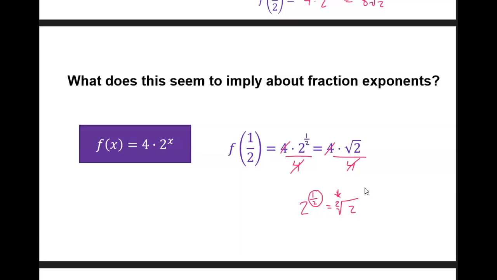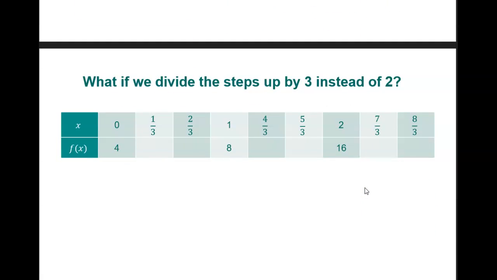Interesting. Well, let's see if that pattern continues. Let's try dividing it up by 3 this time instead of by 2. So we're going to use the same method. We have 3 steps here. Let's say we're multiplying by m. Again, we can use whatever variable we want. So since we have 3 m's this time, this is going to be m cubed. We get 4m cubed equals 8. Divide both sides by 4. We get m cubed equals 2.